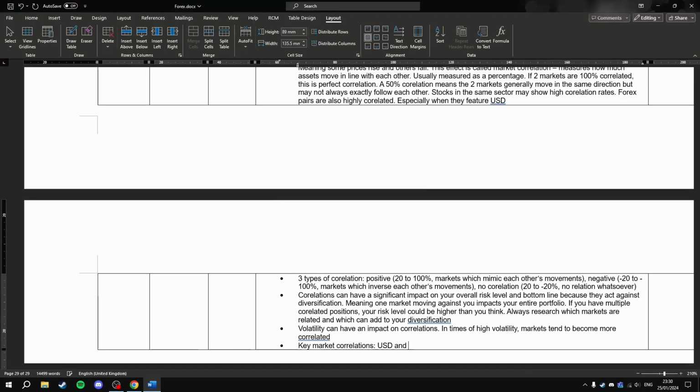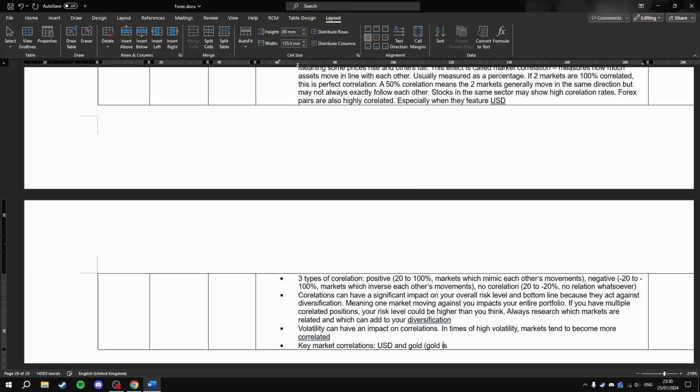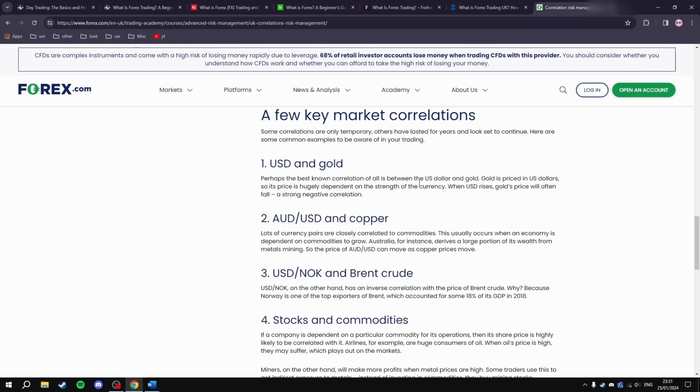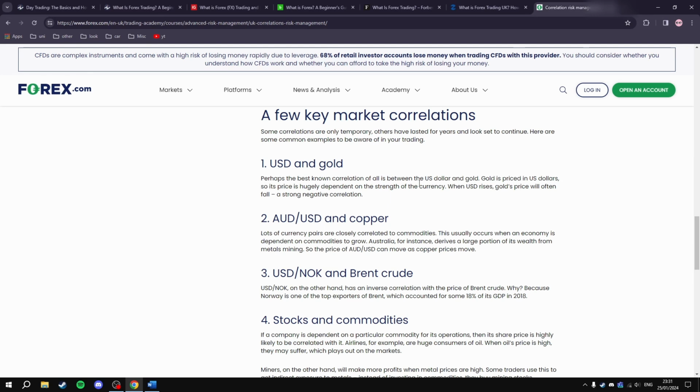USD and gold. Perhaps the best known correlation of all is between the US dollar and gold. Gold is priced in US dollars, so its price is hugely dependent on the strength of the currency. When USD rises, gold prices often fall, a strong negative correlation.